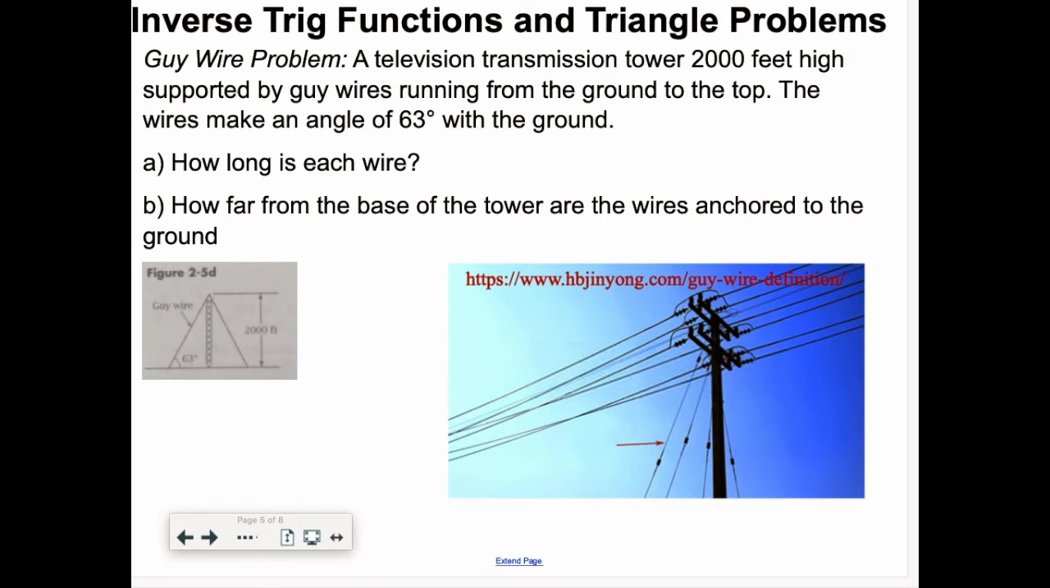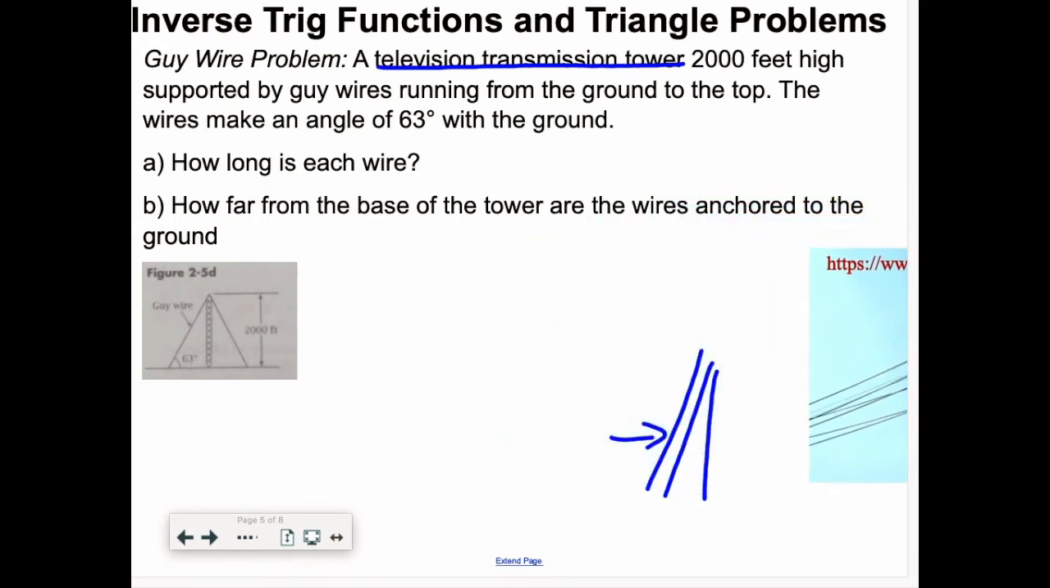If you're wondering what the heck a guy wire is, this is an example of a guy wire. They're the lines that are going from telephone poles, or in this case, a transmission tower, and they just help anchor it in place. So we want to find how long each wire is and how far from the base they're anchored. And thankfully we have this nice little diagram. If you're ever not given a diagram with one of these, it really, really helps.